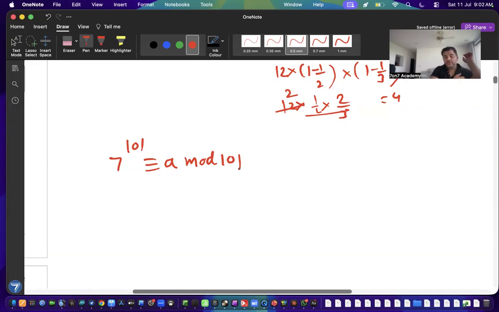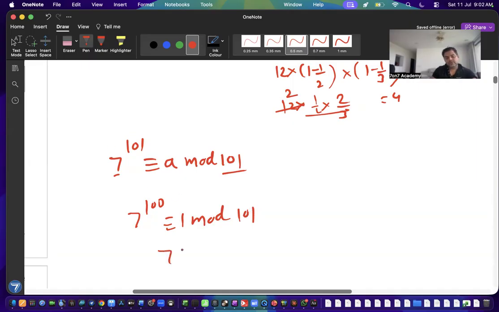We can use it, no? Euler, this is a prime number. Without Euler's theorem it will also work. These are prime numbers, so of course they are co-prime. So 7 raised to 100 will give 1 mod 101 because 101 itself is a prime number. Agree? So this would give you 1.